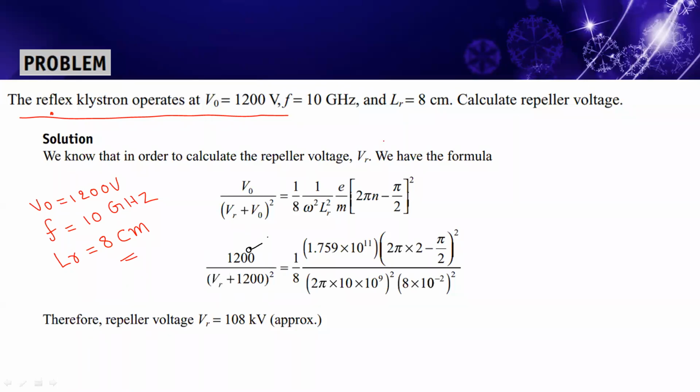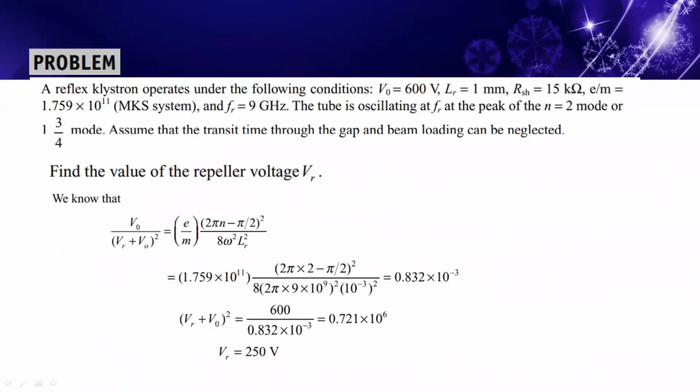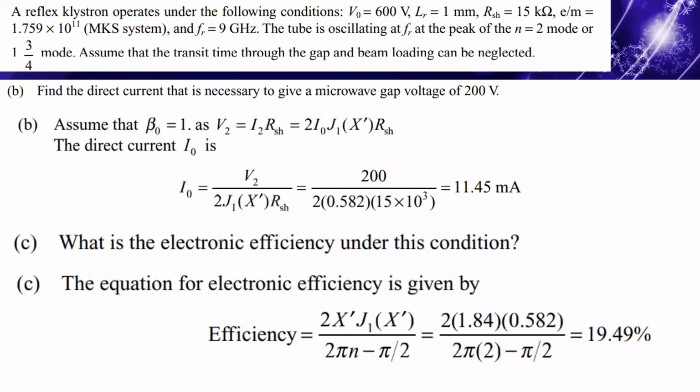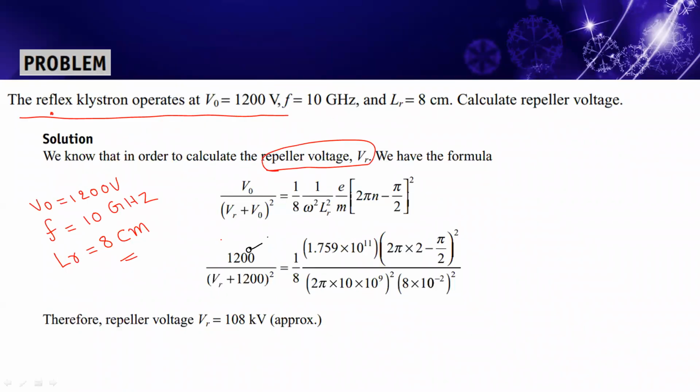So to calculate the repeller voltage, we have so many formulas. In the previous thing, we have one different one. So this is the one different one. So now in this problem, we are using this formula. So V naught by VR plus V naught square equals to 1 by 8 omega square L square E by M. So 2 pi n minus pi by 2. Clear?